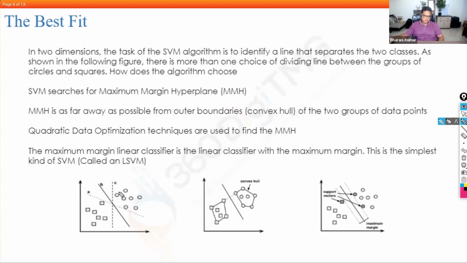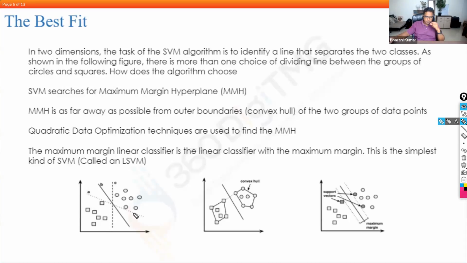Suppose you have these two classes, circles and squares. You can have multiple hyperplanes which can segregate these two classes. But we are interested in segregating the classes in such a way that the misclassification is minimum. The error is minimum. That is how we want to classify.